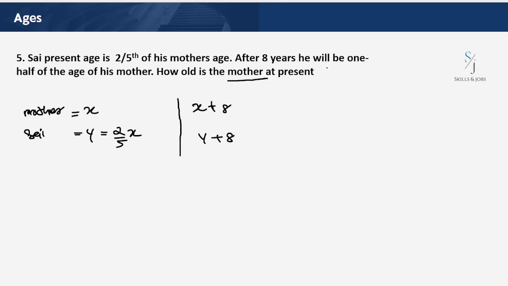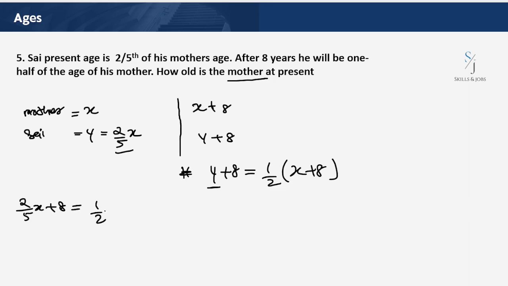After 8 years, Sai is going to be one half of the age of his mother. So we can write the equation here. Sai's age is equal to 1 by 2 the age of his mother. Okay, so we got the equation here. Now substitute the value of y, which is 2 by 5 x, and solve this problem. So let us substitute: 2 by 5 x plus 8 is equal to 1 by 2 (x plus 8), that is 1 by 2 x plus 4.